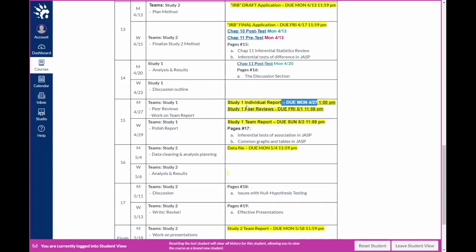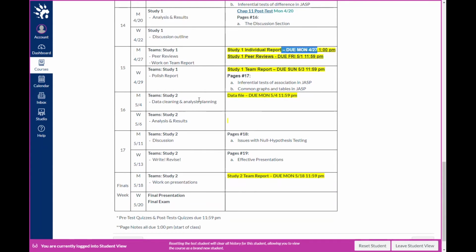So you'll submit your individual report. You'll have a chance to get peer feedback. I will grade them based on effort. And then you will work together in your teams to put together a team version that represents your best report for study one. And that's the one that will be graded for content, and the whole team will get that grade. Okay. Then we go back to study two and do basically the same thing for study two. And at the end, you present study two.